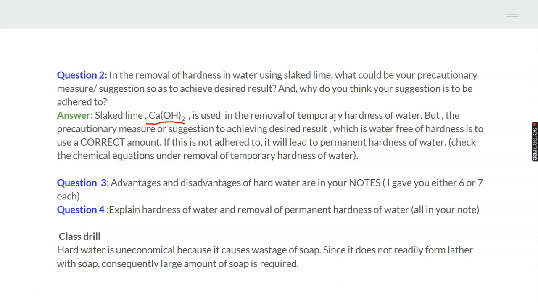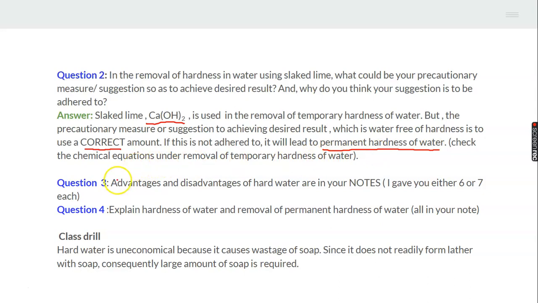Don't forget that. But the precautionary measure or suggestion to achieving the desired result, which is water free of hardness, is to use the correct amount. I wrote it in capital letters: you must use correct amounts if you want to achieve the desired results. If this is not added correctly, what do you have? It will lead to permanent hardness of water. Don't forget that. You can check that from what I gave you in the notes, and the chemical equation is likewise there.